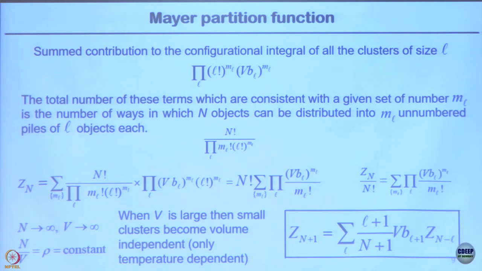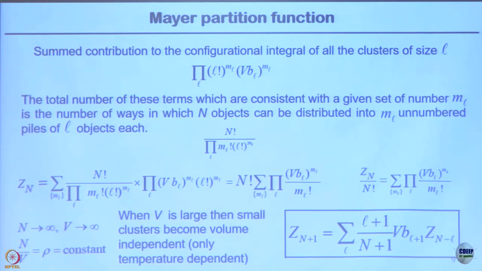Now comes the important part. This is the total contribution. If I have M_L number of clusters of size L, and I have a constraint on M_L, then I am going to do combinatorics. I am going to ask how many ways I can distribute marbles into boxes, where the boxes are my clusters of size L. So I have N particles, and I have to put them in boxes.